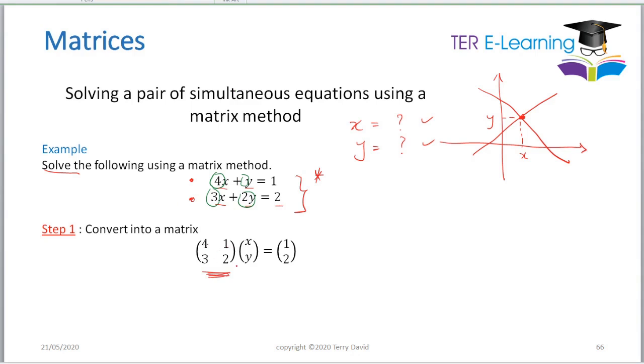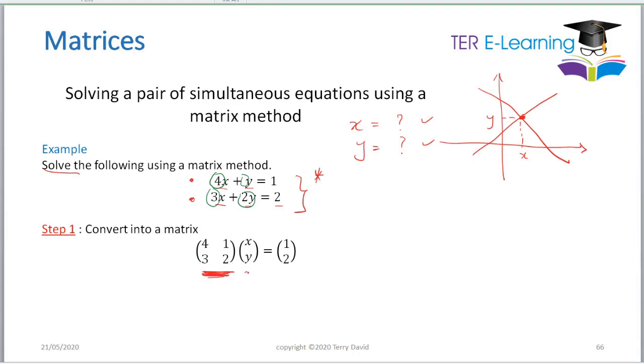Some students can't even see that, right? But all I'm doing is taking the coefficients of the x and y in the first equation, and doing the same thing for the second equation. So you're just looking at the equations and coming up with this, right? That's the first part of the question. In the exam, that's typically what they ask you to do.